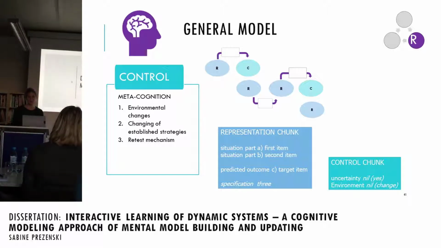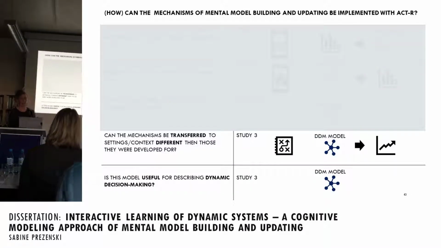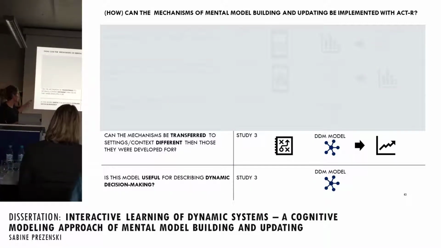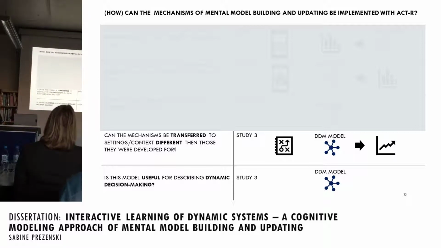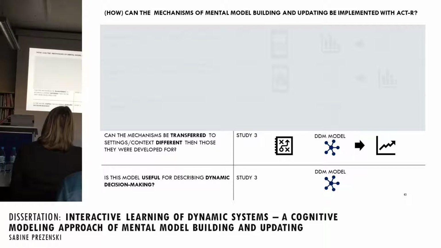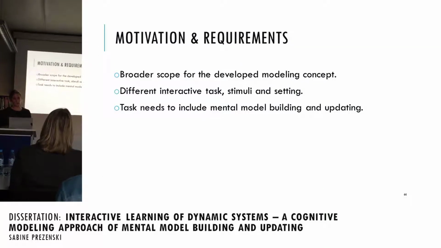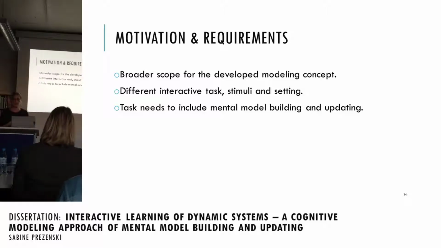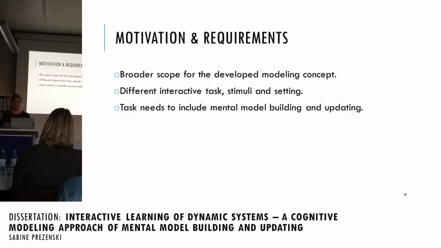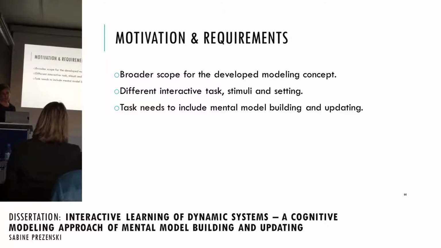Now let's look at the dynamic decision-making study. The questions are, can the mechanisms be transferred to settings and contexts different than those they were developed for? And also, is this model useful for describing dynamic decision-making? The motivation for the study was that we need a broader scope for the developed modeling concept, with different interactive tasks, stimuli and settings, and the task needed to include mental model building and updating.